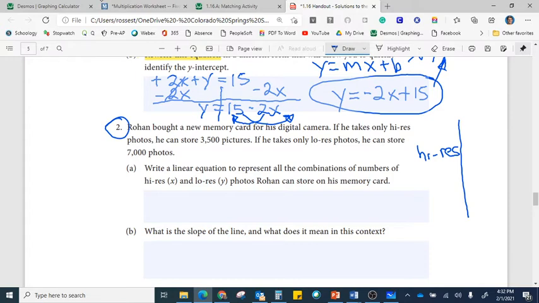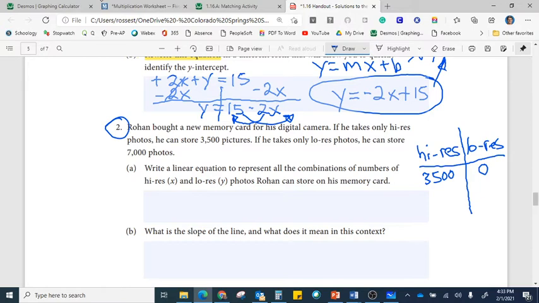All right, and the second thing that they list is low-res. Low resolution, right? Okay, so I want to look at this and I say, all right, well, what do I know here? I know that if he only takes high resolution photos, he can store 3,500 pictures. So if it's only high resolution photos, okay, then I'm going to say 3,500, and then for the low resolution, we're not going to have any, okay?